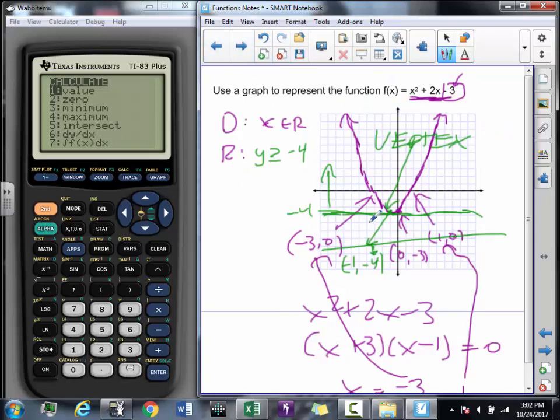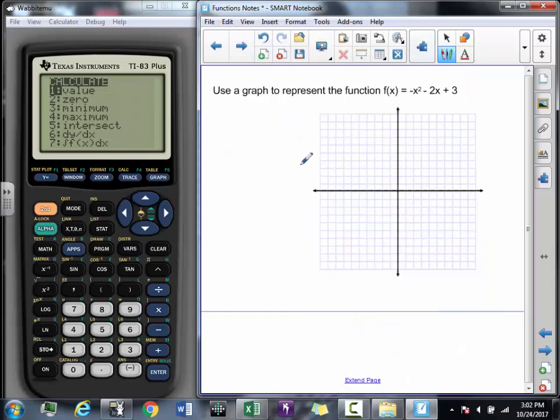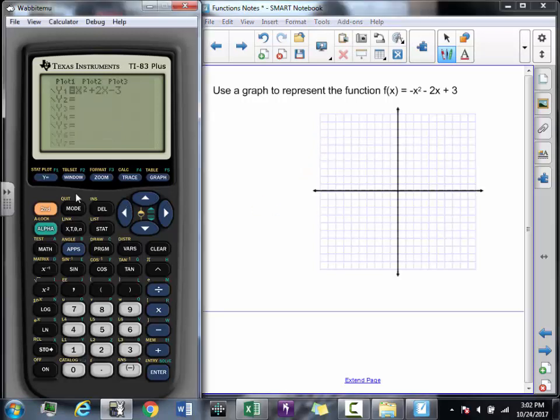Any questions on this one here? Okay, let's try another one. I'll try to go a little faster because I went real slow on that first one. Let's graph this guy here. So same thing, just type in the equation. Negative x squared minus 2x plus 3. And then graph. And right off the bat, you're going to notice something different.